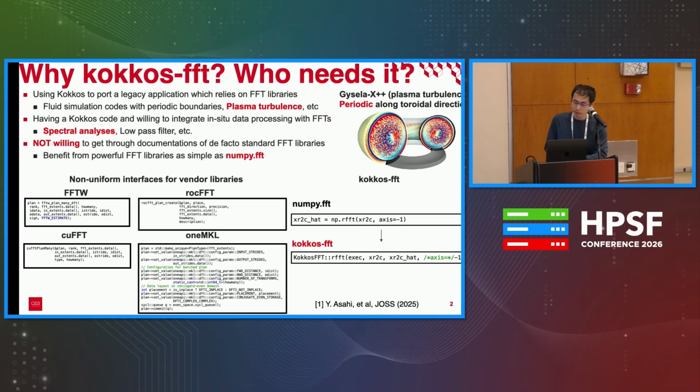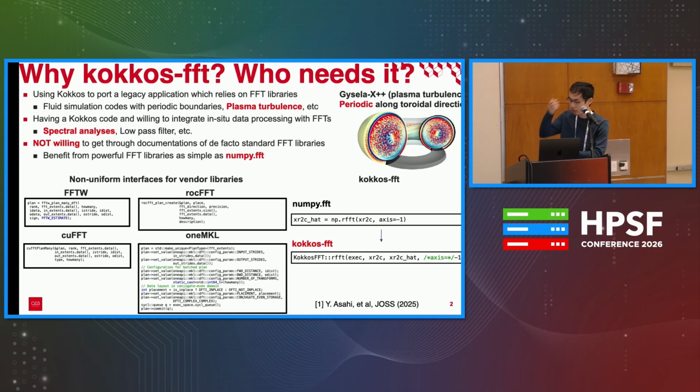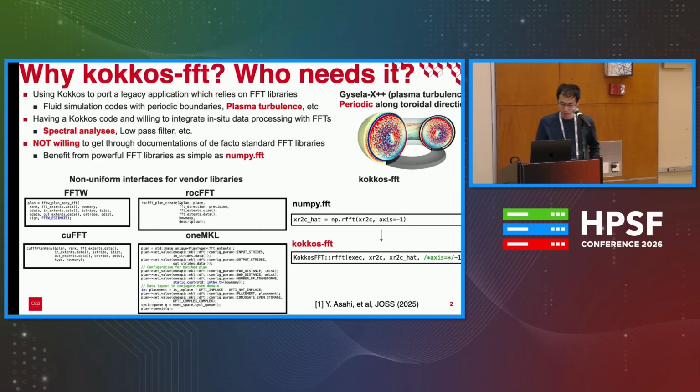For example, there are many legacy applications that rely on FFT, particularly in the fluid simulation fields, for example using periodic boundaries or for plasma turbulence. Actually, we are one of them, called the GKW code, written in Fortran. This type of code is intrinsically periodic along the toroidal direction, so we always need it.